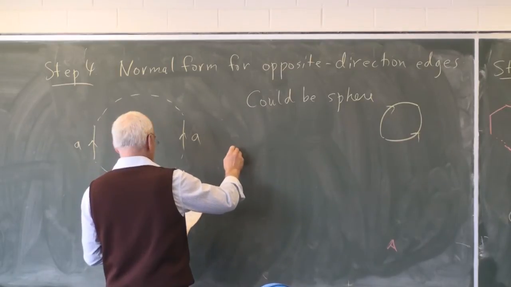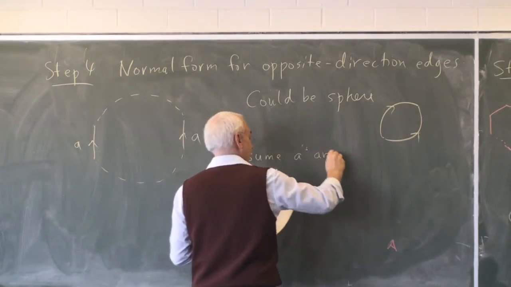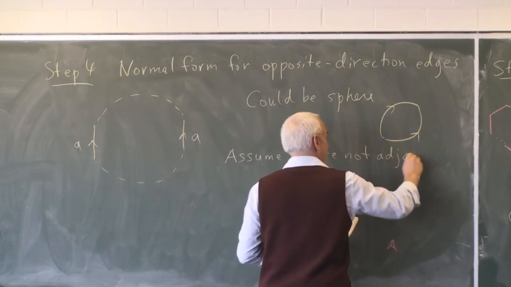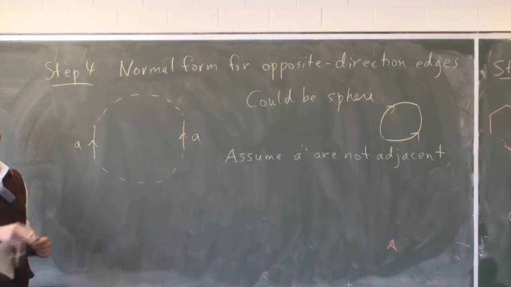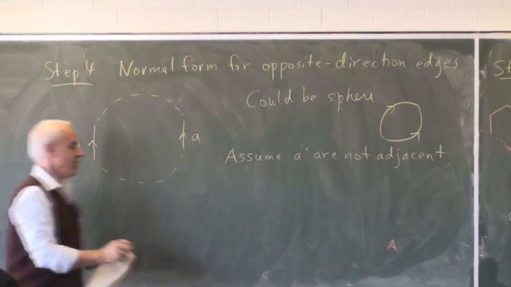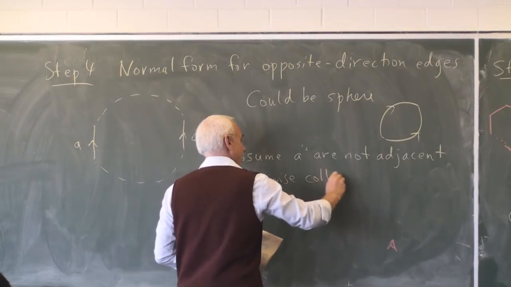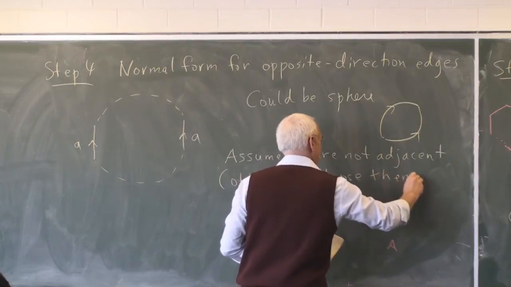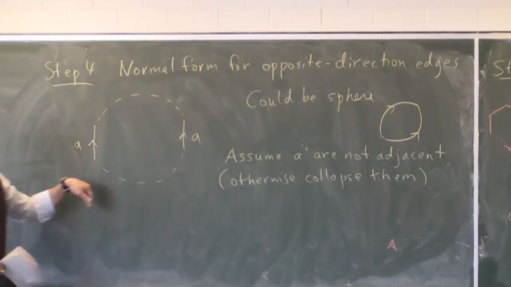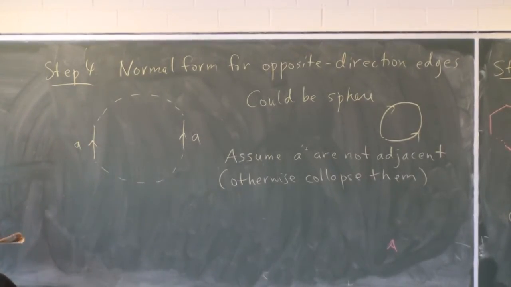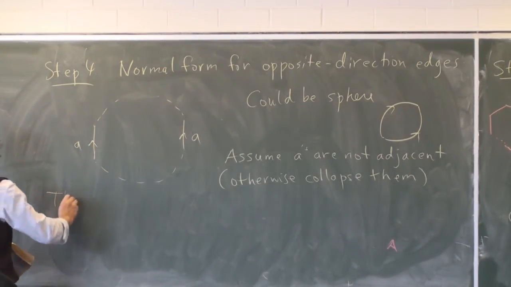So we assume these A's are not adjacent, because if they were adjacent, then we could collapse them. And then they'd be gone. Assume A's are not adjacent, otherwise collapse them. So let's have a look at the top and the bottom separating the A's. So there must be a common edge.